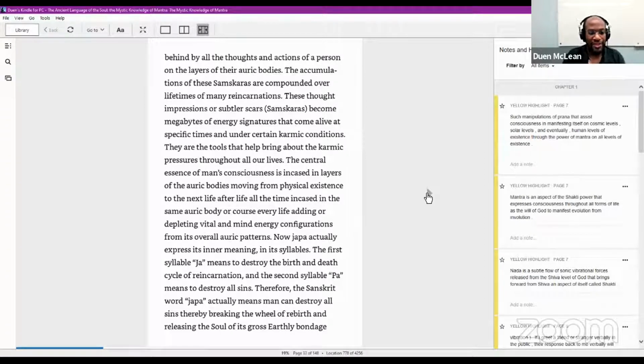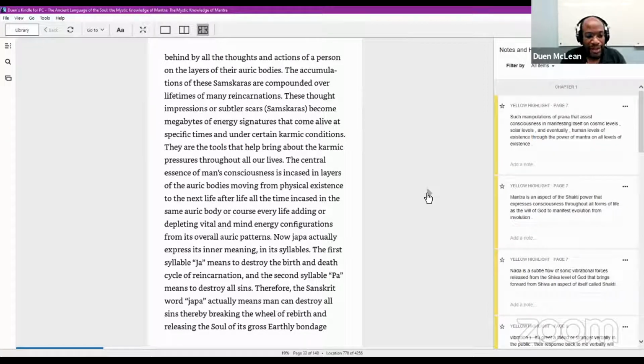The central essence of man's consciousness is encased in layers of the auric bodies, moving from physical existence to the next life, after life, all the time encased in the same auric body, of course, every life adding or depleting vital and mind energy configurations from its overall auric patterns.